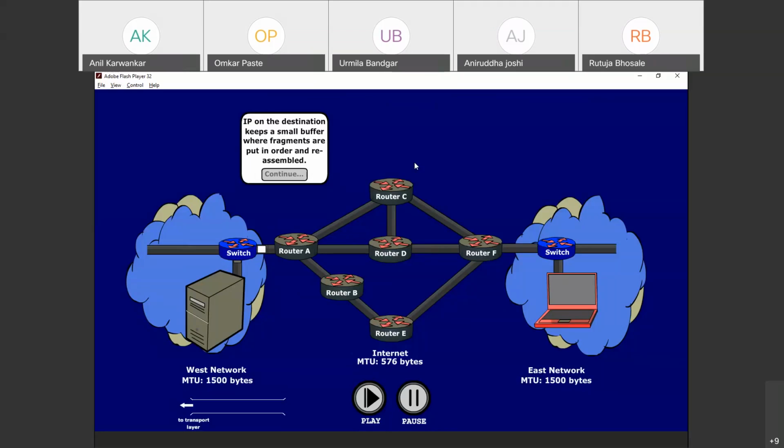We'll see much more details about this. At present, just remember that the packets are fragmented based on the maximum transfer unit. For our network layer consideration, for our unit four, this is sufficient. We'll go to the various routing algorithms in the next unit, that is unit five.